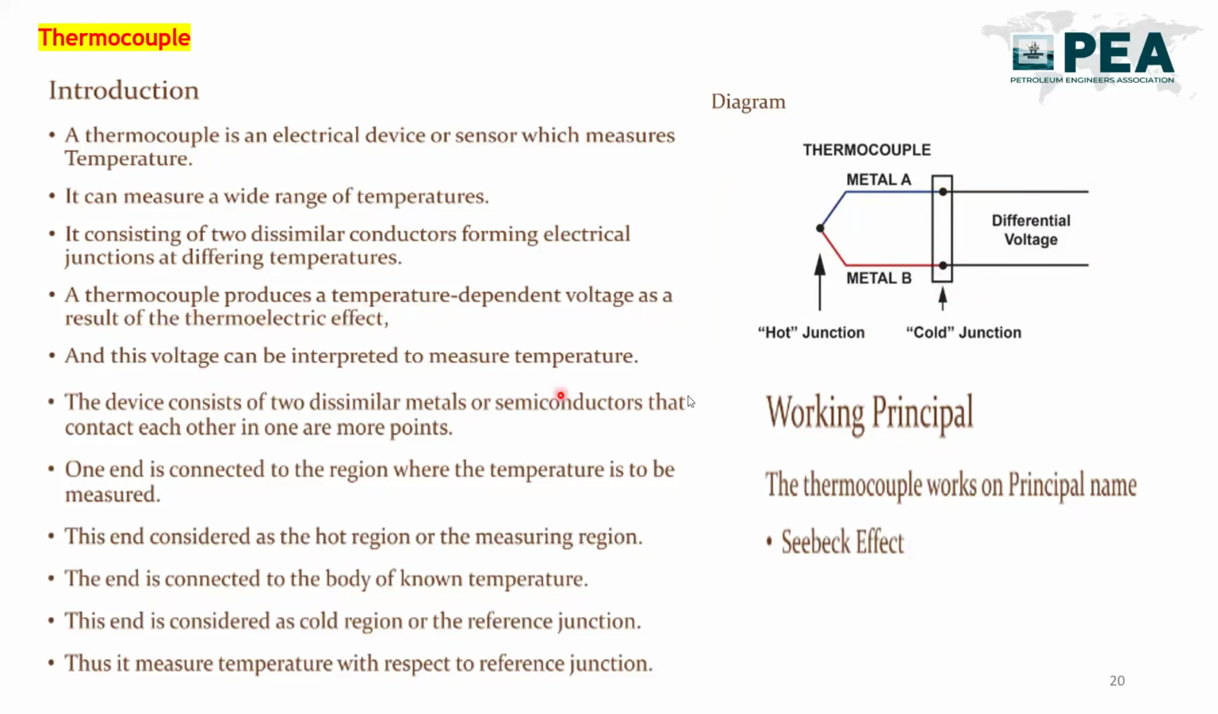Okay, and the voltage can be interpreted to measure the temperature. This is your hot junction, this is your cold junction. So different temperatures we will apply over here, so the difference of the temperature will be measured in the form of the temperature.